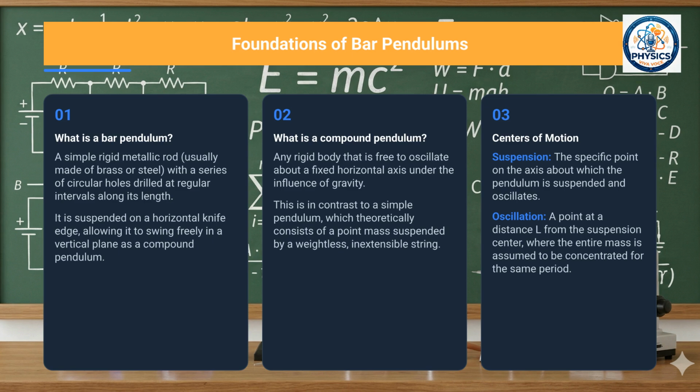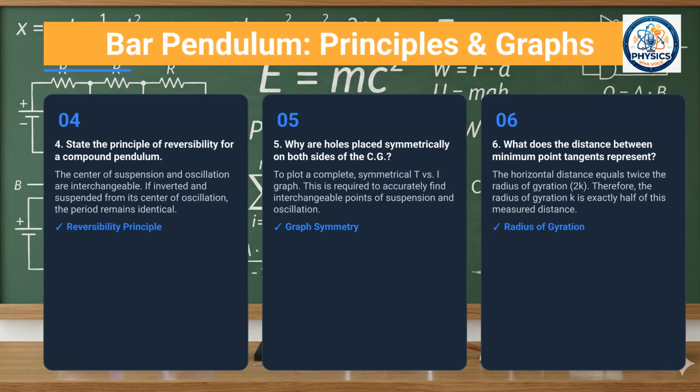A bar pendulum is a rigid metallic rod with holes at regular intervals, acting as a compound pendulum when suspended on a knife edge. A compound pendulum is any rigid body free to oscillate about a fixed horizontal axis under gravity. The centers of motion are the point of suspension and the center of oscillation. The principle of reversibility states that the center of suspension and oscillation are interchangeable, maintaining an identical period.